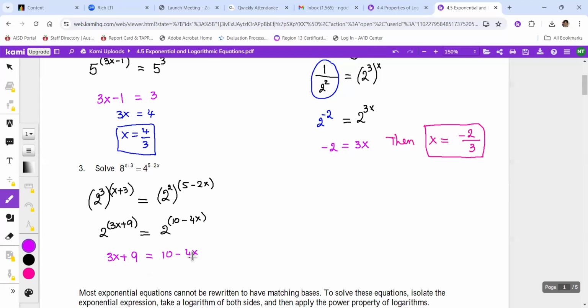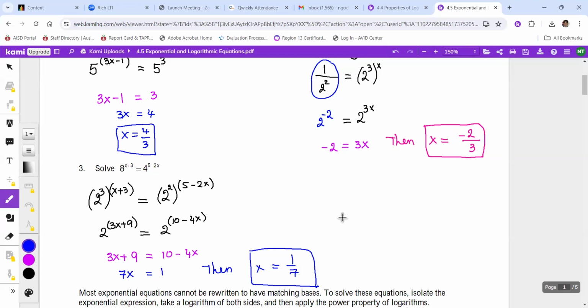When you add 4x to both sides, that gives us 7x. And then subtract 9 from both sides, which gives us 1. And then from there, we divide both sides by 7. And again, you can only check whether you found the correct answer by plugging the value of x into the equation. Make sure that the answer from the left side equals the answer from the right side.